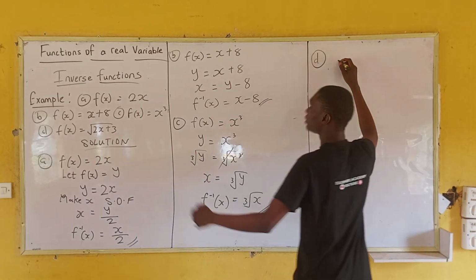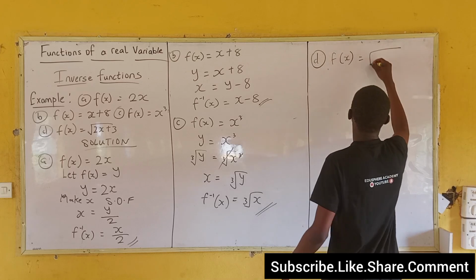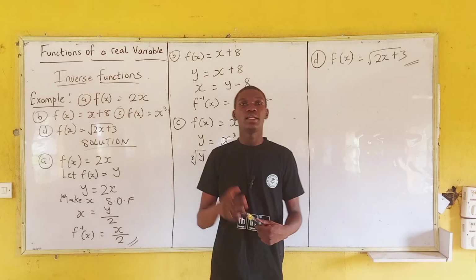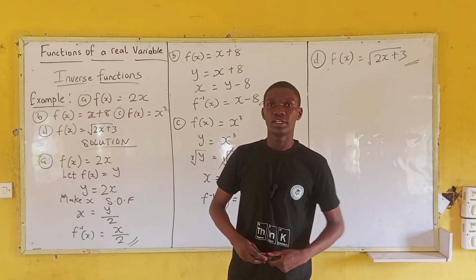All right. This says what? f of x is equal to what? The cube root of 2x plus 3. Solve that and let me know your answer in the comment section, and I will tell you if you are correct or wrong. All right. Try that yourself.